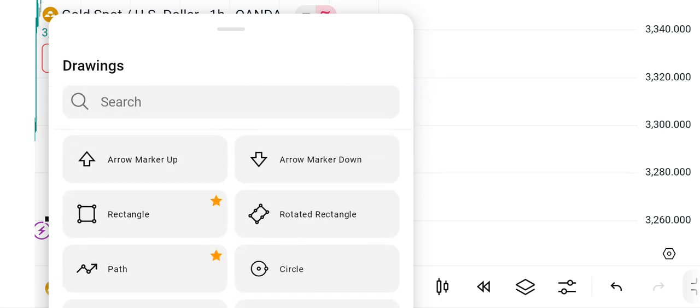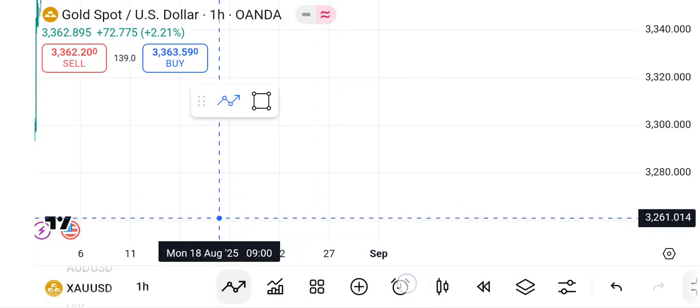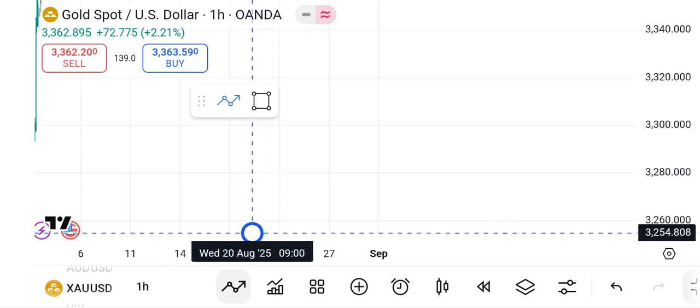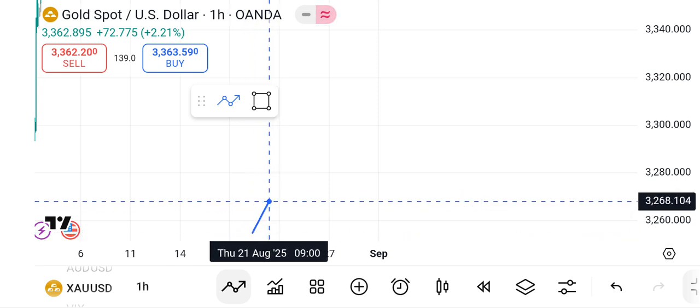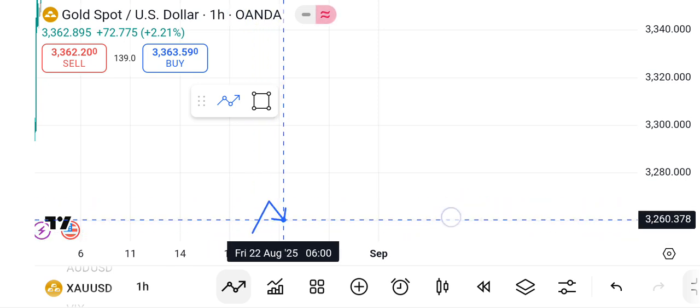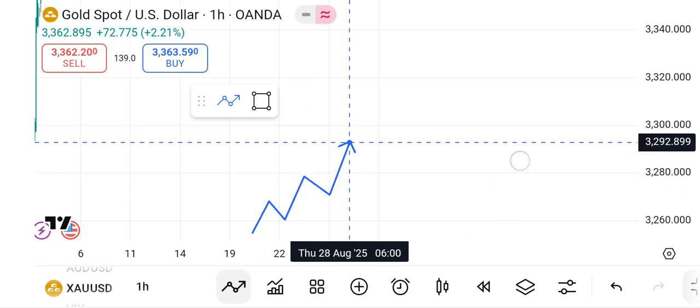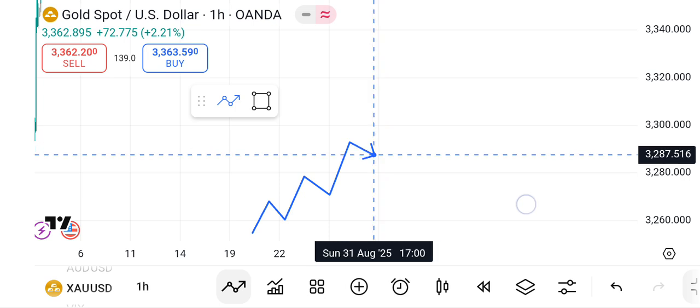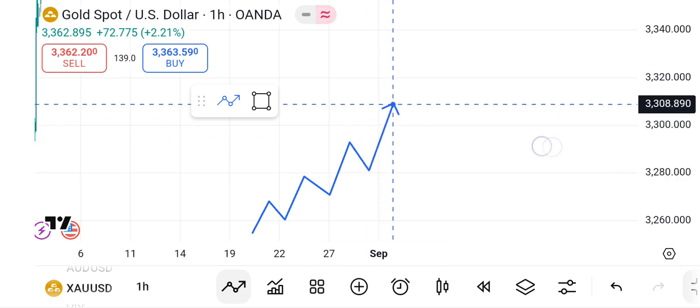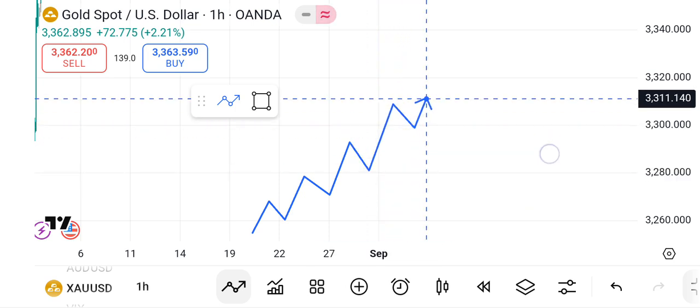Alright, so look at this now. This is an uptrend. Price makes higher highs and higher lows. In an uptrend, price makes a series of higher highs and higher lows. Look at this. Higher highs, higher lows. I will explain this soon.